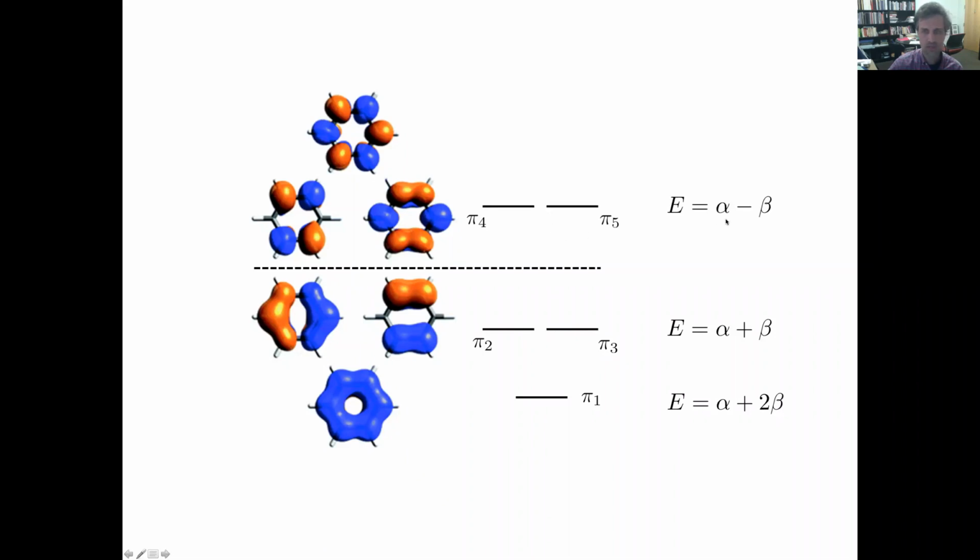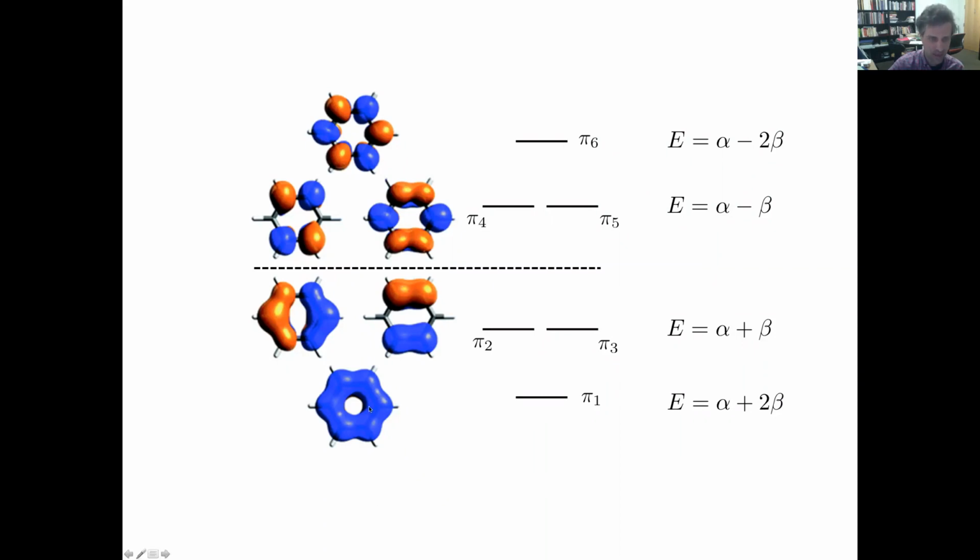Then the next ones over have anti-bonding character. You see this plus is now changing into a minus. That means you subtract beta from the energy here. Beta, again, is negative, so if you add it to the alpha, you are now having more energy than the original atomic orbital. So this is unfavorable. Pi 4 and 5 are the first anti-bonding orbitals, and then finally pi 6 has an energy of alpha minus 2 beta. The highest energy is the most anti-bonding orbital.